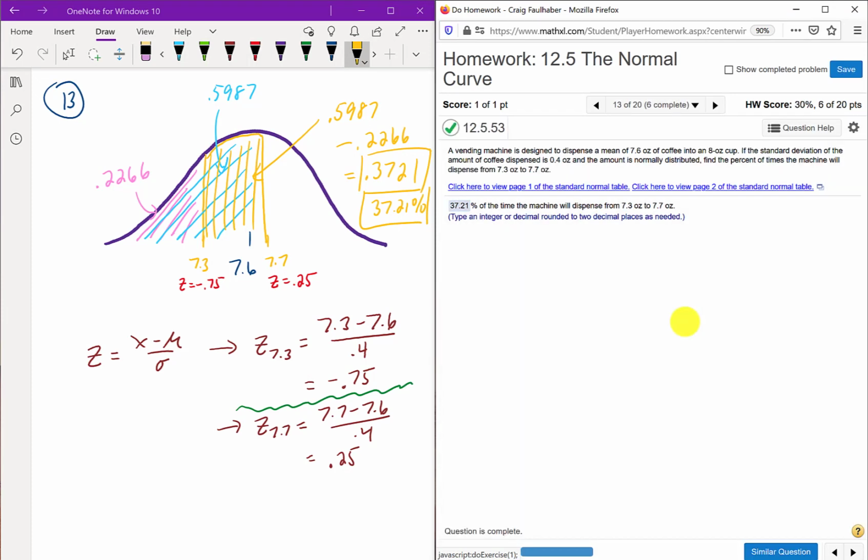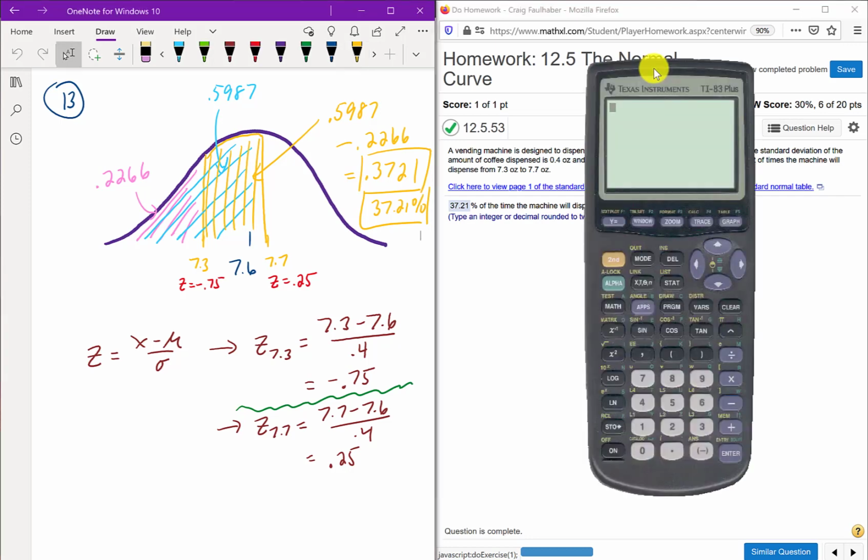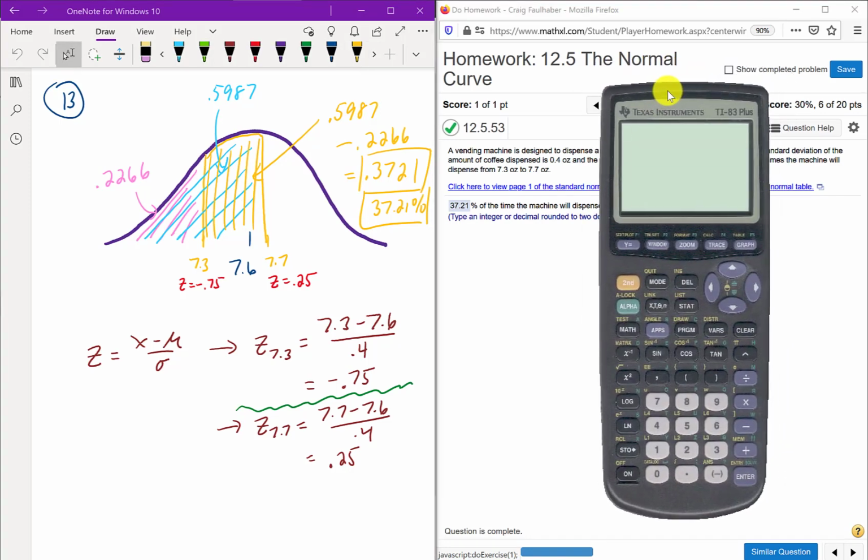What I want to show you though is a way to do this problem using a little bit of technology. So let's open up our calculator, and we can actually do this whole thing in one line of work. What I'm going to do is use this DISTR, this distribution option. So I'm going to hit second and that button. We're going to use this normal cumulative distribution function, normal CDF. I'm going to hit enter.